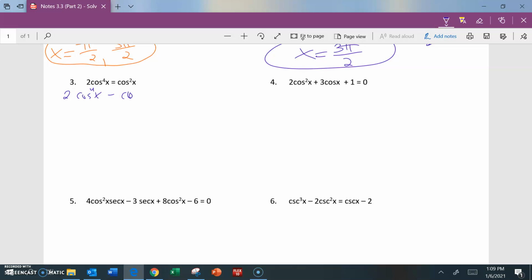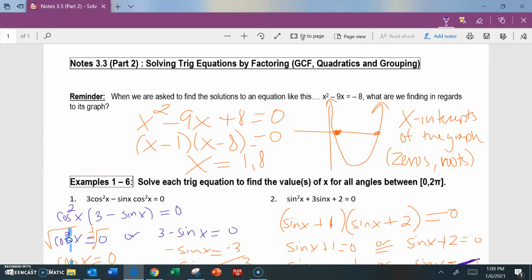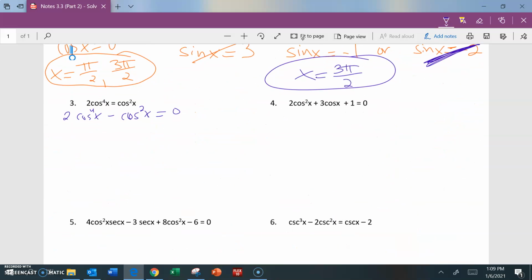I'm going to move and subtract that cosine squared so that we set it equal to 0, to hopefully use that zero product property. So I'm going to look for a GCF, which is cosine squared of x. If I factor out cosine squared of x, I'm left with 2 cosine squared of x minus 1. So really now we can look at our zero product property. So when will cosine squared of x equal 0, or 2 cosine squared of x minus 1 equal 0?